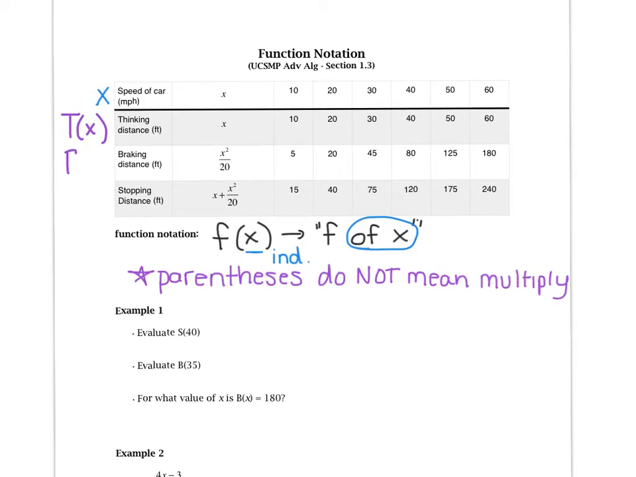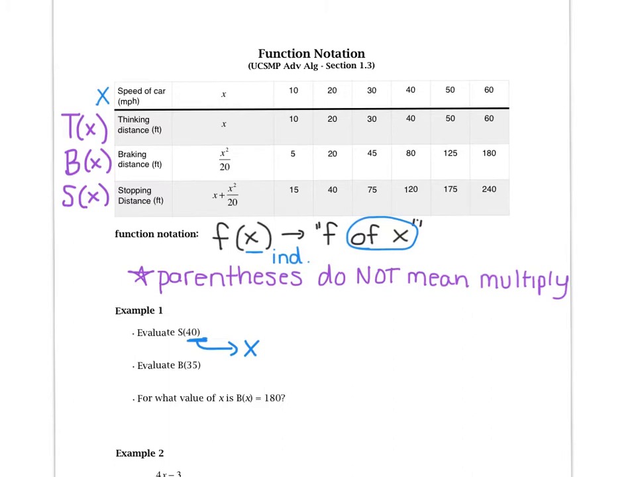Braking distance, we'll go b of x. And then because I'm super creative, stopping distance we're going to call s of x. So down here under example 1, when I say evaluate s of 40, remember this notation is saying 40 is my value of my independent variable. 40 is my x value. And what I'm asking for is what is the value of the function s when x is equal to 40?